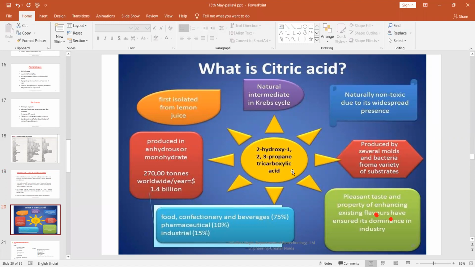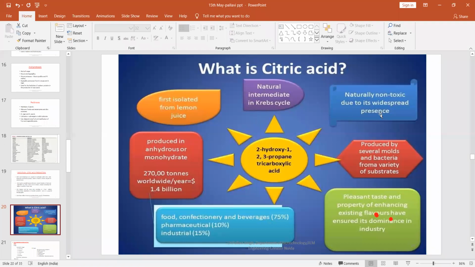So this 2-hydroxy 1,2,3-propane tricarboxylic acid is the chemical nature of citric acid. How is it formed, where is it isolated? It is isolated from lemon juice. And as a naturally occurring intermediate, it is found in the Krebs cycle.